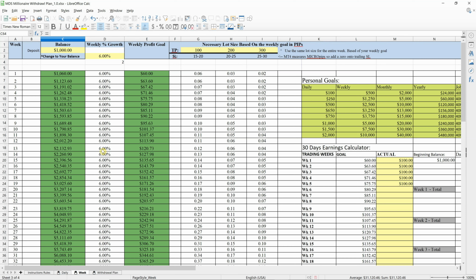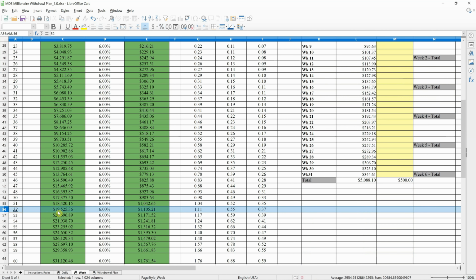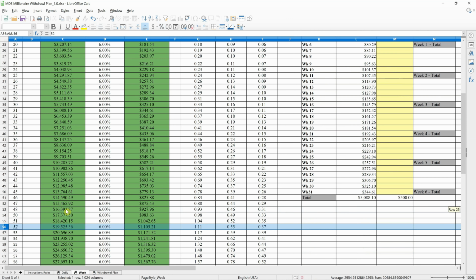So again, we said 2% per day. I'm just going to use safe numbers, right? So if we can get 6% per week, that same $1,000, a weekly goal of 6%, and you do that for 52 weeks, which is an entire year. Bam, right here. That means that $1,000 account could be $19,525. So that's the power of compounded interest.